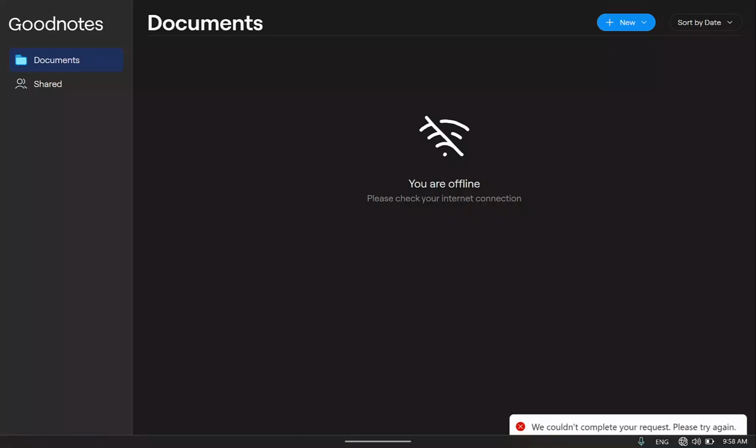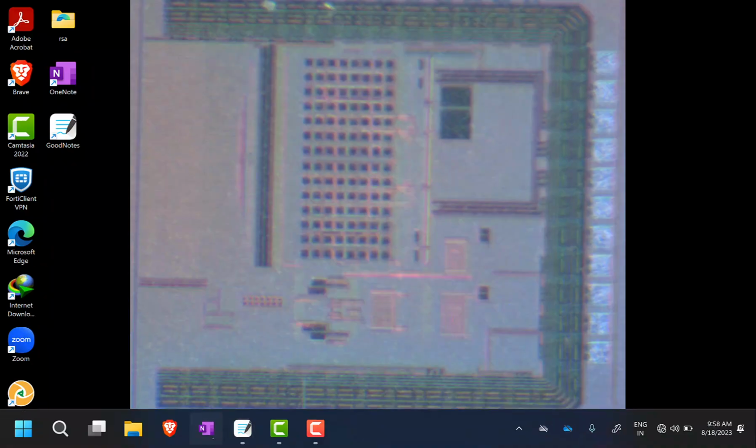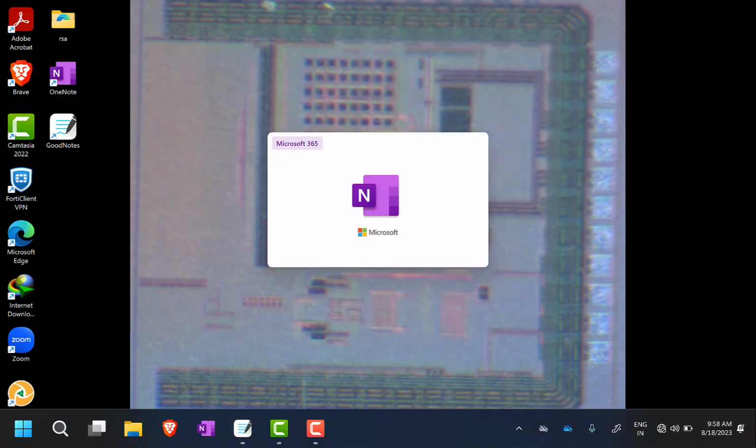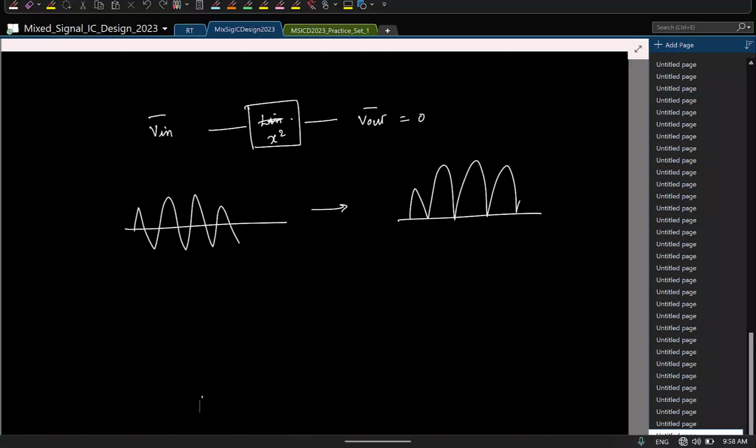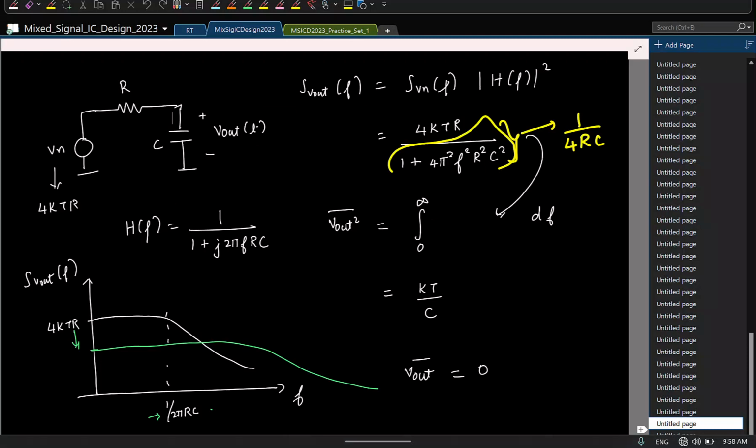Yeah, the power spectral density looks like this, 4kTR, and the mean squared value is kT/C. This is even worse. Let me switch over to that. The result you should remember is the mean squared value for this is kT/C. The power spectral density has a low pass characteristic like this.